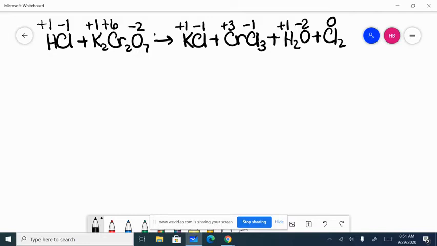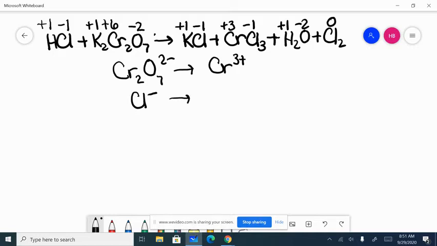So let's go over what's happening here. The K's do not change, but the chromiums do. Cr2O7 2- goes to Cr3+. And the other thing that's changing is chlorine goes from a Cl-. Over here, these two guys are Cl- too, so that's not changing, but some of it does go to Cl2.